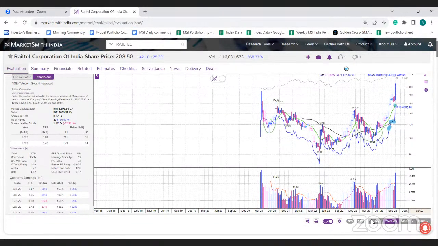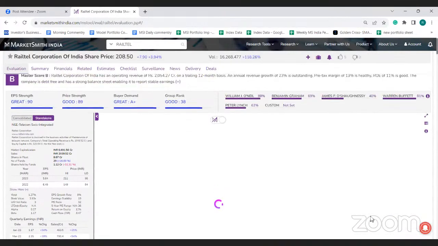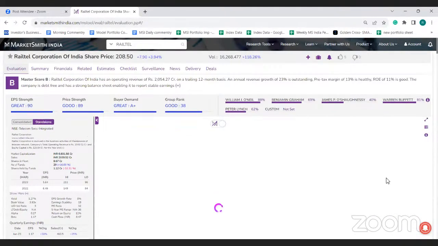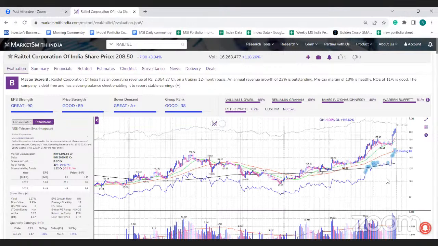So fresh entry is not suggested over here, it is much extended. It is extended about 60% from the 200 DMA and about 33% from the 50 DMA.